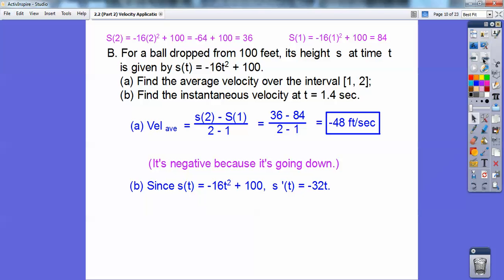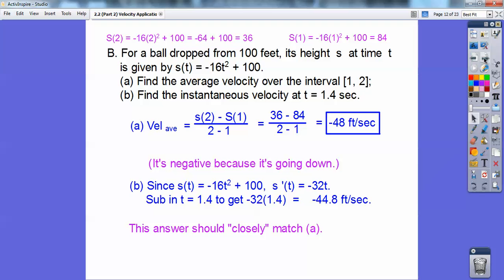Okay, and then since it's for instantaneous velocity, we're going to go ahead and get the derivative. So the derivative is negative 32t, and then just plug in 1.4. And then these answers should be close to each other, you guys. They should closely match. If you take the AP test, you high school kids, they like you to recognize that they're going to be close to each other.